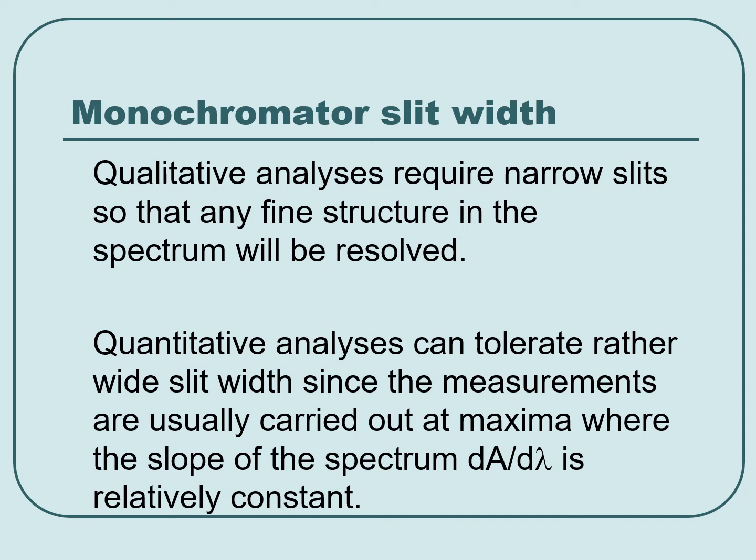Now let's move to the monochromator slit width. Class, qualitative analysis requires narrow slits so that any fine structure in the spectrum can be resolved. Quantitative analysis, however, can tolerate a wide slit width, since the measurements are usually carried out at the maxima, where the slope of the spectrum is relatively constant.